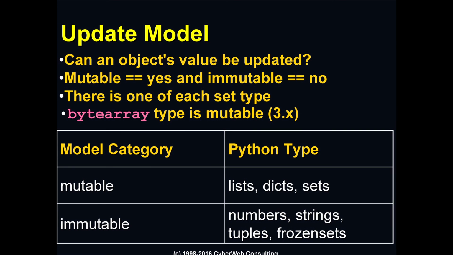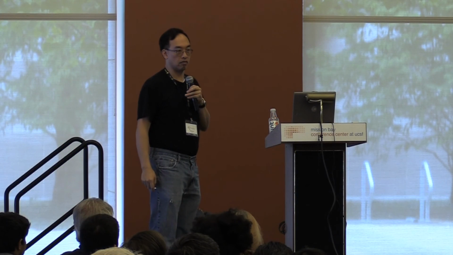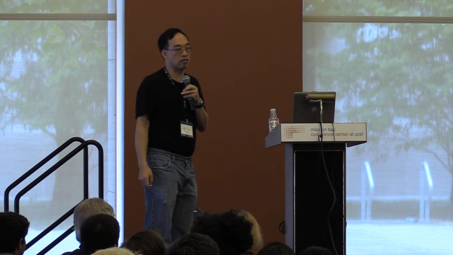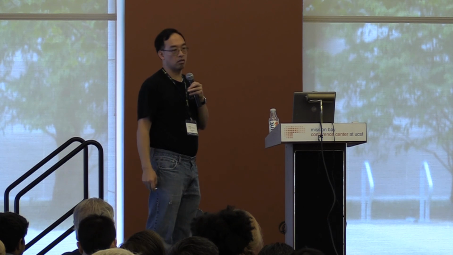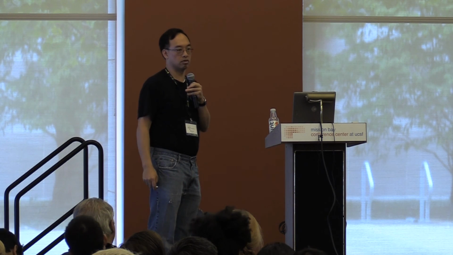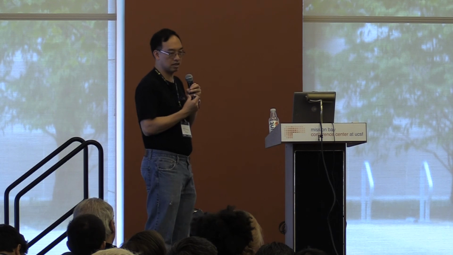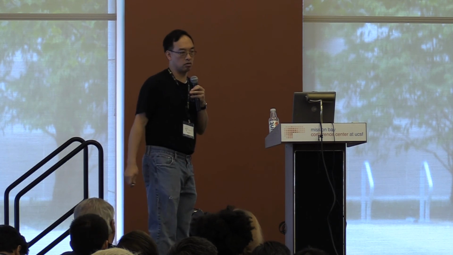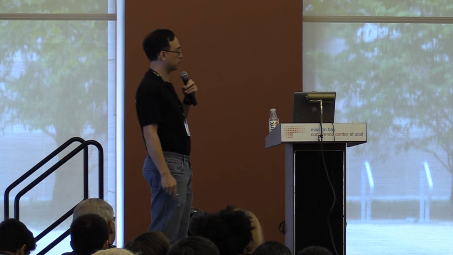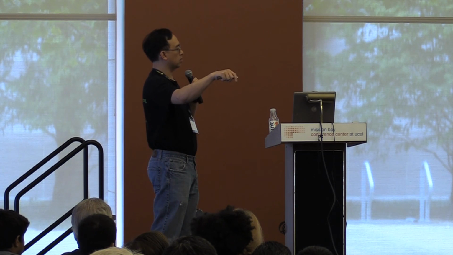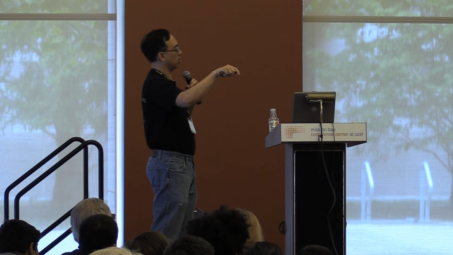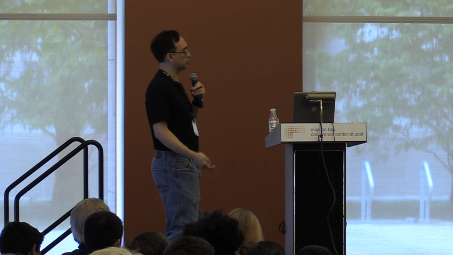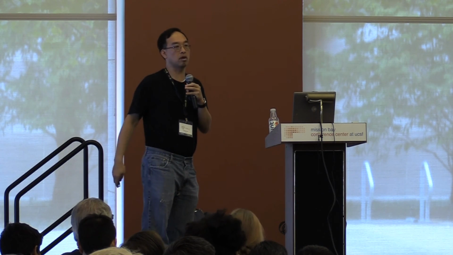They are not mutable, meaning that you can't take a number and change its value. If you made an integer, 1024, you cannot actually change that value. You can create another one, 1025, and assign the variable to that, but you can't actually physically change the integer object 1024 to have a different value. There are 2 different set types: a mutable set type and an immutable set type, and bytearray in Python 3 is a mutable object. Does everybody understand the update model now?